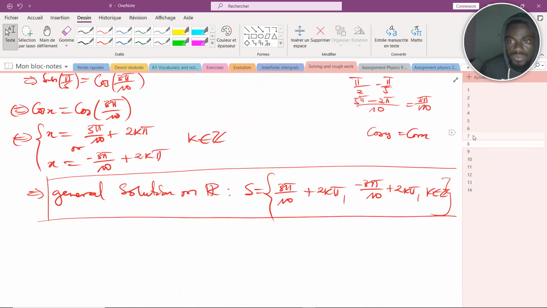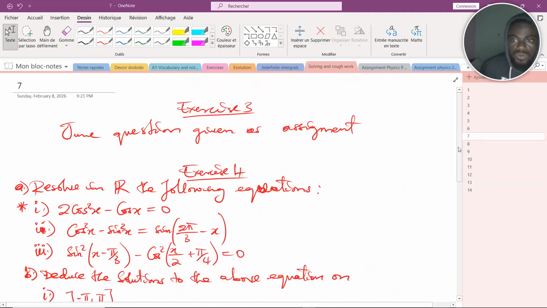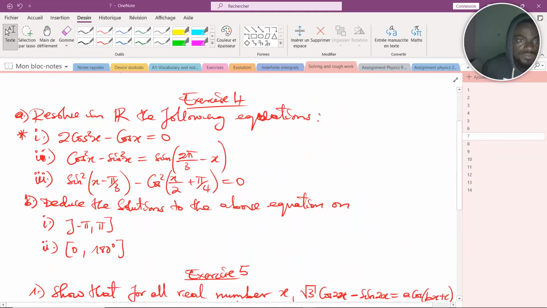What is that exercise? We're going to do this first one, exercise 4A sub 1 and B sub 1 and sub 2 for question A sub 1. You understand? So we are to solve exercise 4A sub 1. We are to solve on R. I told you when we are solving on R, it simply means we are finding the general solution.